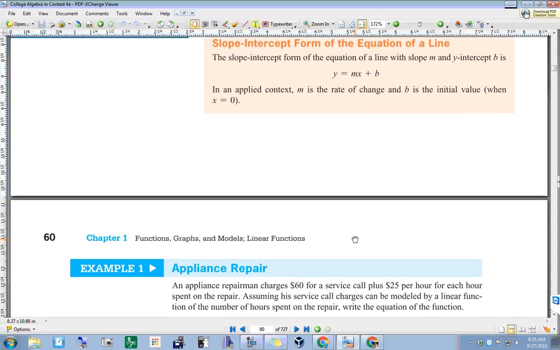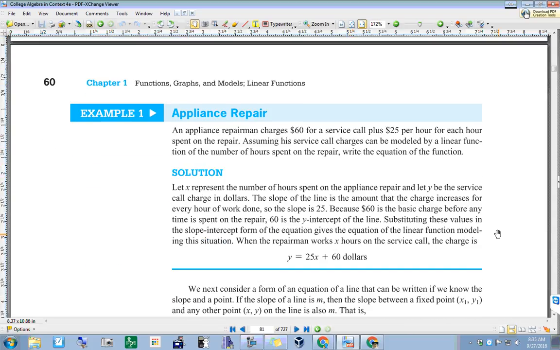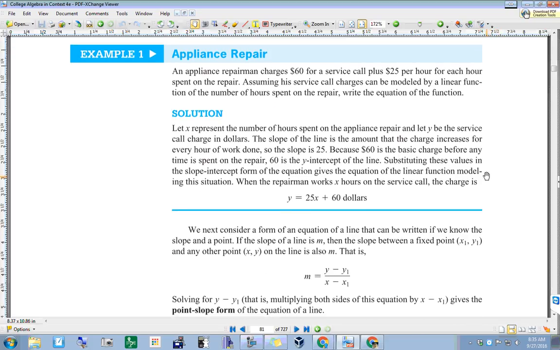So, let's try this. Appliance repair. It says an appliance repairman charges $60 for a service call plus $25 per hour for each hour spent on repairs. Assuming his service charge can be modeled by a linear function of the number of hours spent on the repair, write an equation for the function. So there's 2 things that we've got to figure out. What is the starting point?